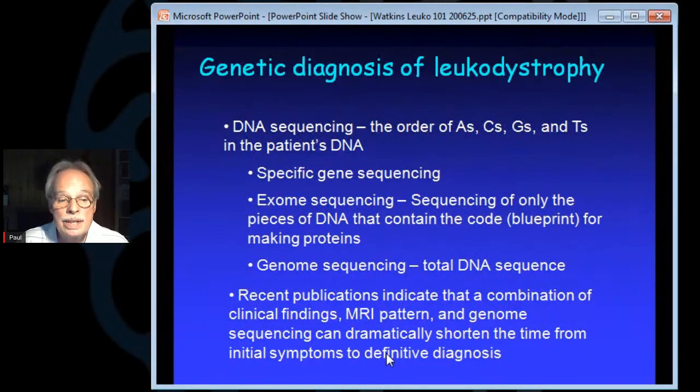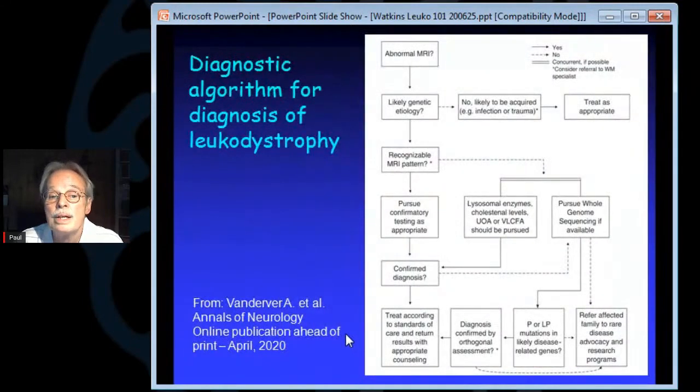And this is really critical, because if you can learn what the specific diagnosis is, you may be able to target either therapy as they're becoming available, or other treatments, or standard of care. This is a really important thing to try and do, and try to get the diagnosis as soon as possible.